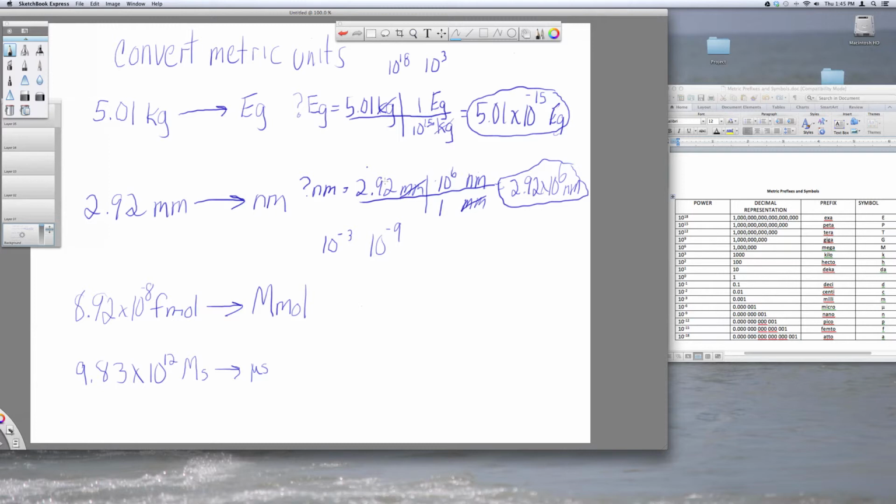Again, if you were doing it with a calculator, 2.92 times 1 EE6 or 1 EXP6, depending on your calculator.